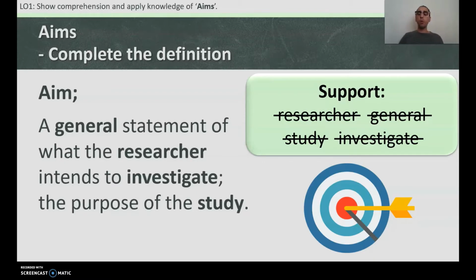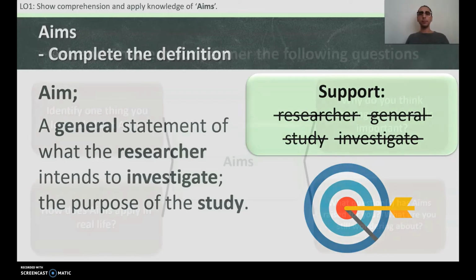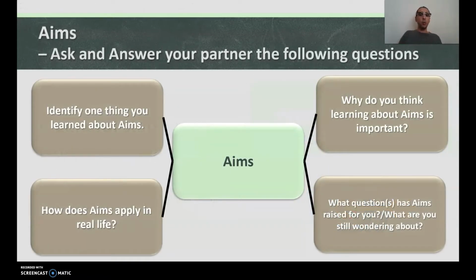What is the purpose of the study? What am I aiming to investigate? And that's the aim, all right? There we go. We know what an aim is now. We probably knew before, but it's good to go over it.